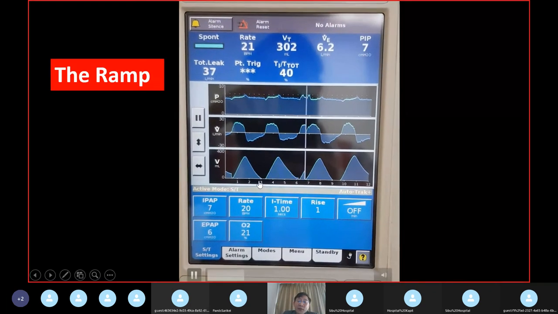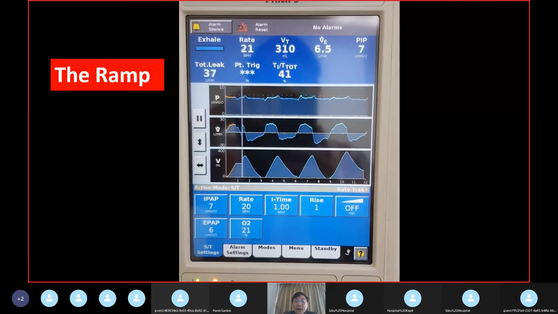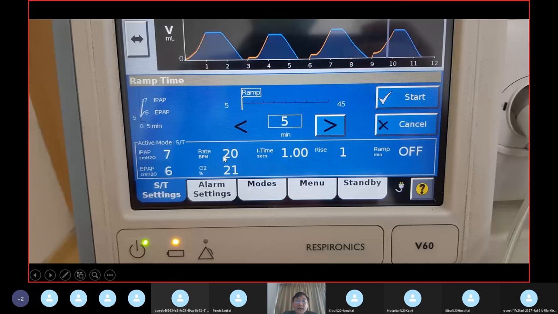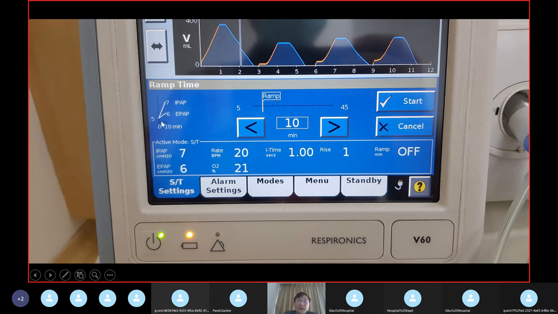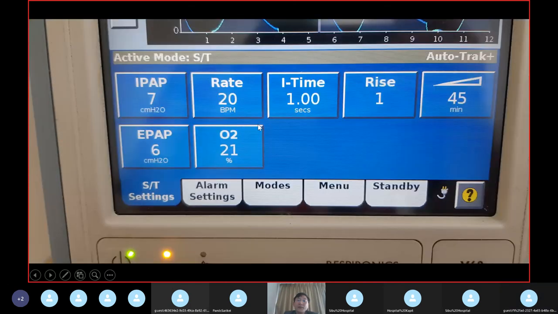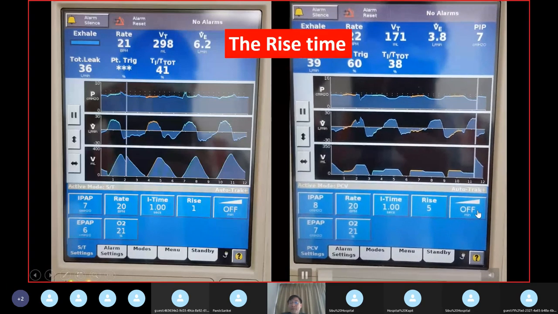Similarly, in BiPAP mode, they also have a REM. As I told you just now, we can manually increase the setting, all right? But with a REM setup, you can press the REM here. You can adjust. So let's say your setup is from CPAP or EPAP of 5, IPAP of 7, okay? You want the machine to do it within 5 minutes, so just press start and then the machine will do it for you. Or you want to do it in 10 minutes, from the pressure of 5, you go to 6, 7, okay? 15 minutes, 20 minutes, and so on, or even 45 minutes, okay? Right. So that is about the REM, okay?